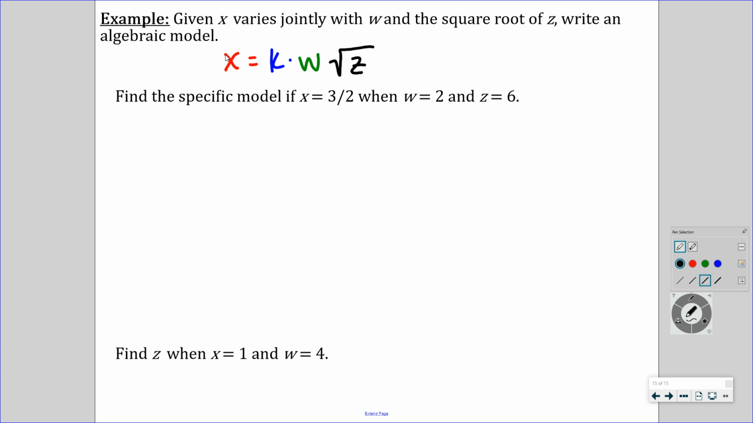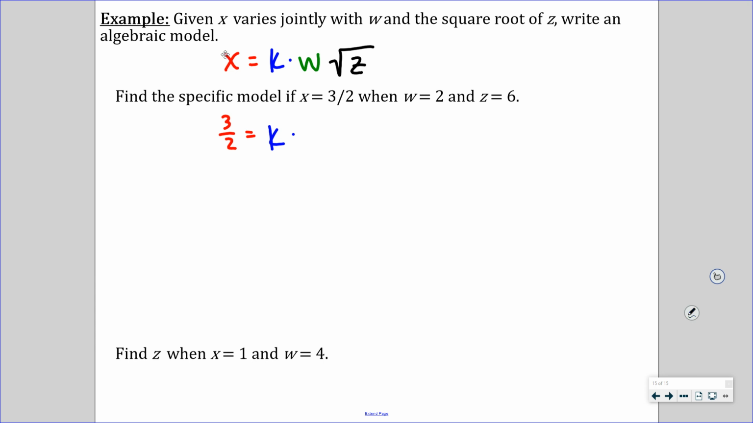Follow-up question says, find the specific model if x is 3/2, when w is 2 and z is 6. All right, so in order to find the specific model, I have to figure out what k is first, right? So here's my data. x is 3/2. The only thing that's kind of tricky about this one is we have radicals. The constant is what I'm trying to find.